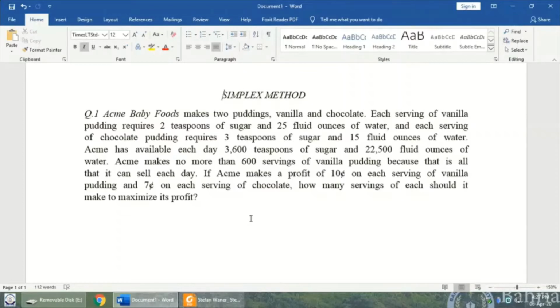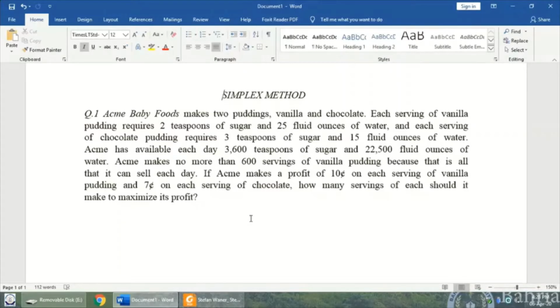Each serving of vanilla pudding requires 2 teaspoons of sugar and 25 fluid ounces of water. And each serving of chocolate pudding requires 3 teaspoons of sugar and 15 fluid ounces of water. So class, you have to make sure that whatever composition and combinations are given to you, you have to summarize them and group them under a certain variable, and you can't mix these two together. Acme has available each day 3600 teaspoons of sugar. So now this becomes a constraint.